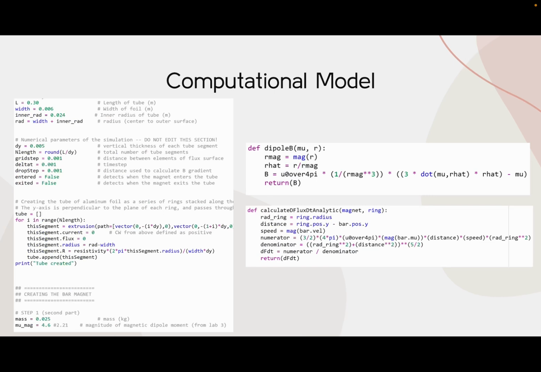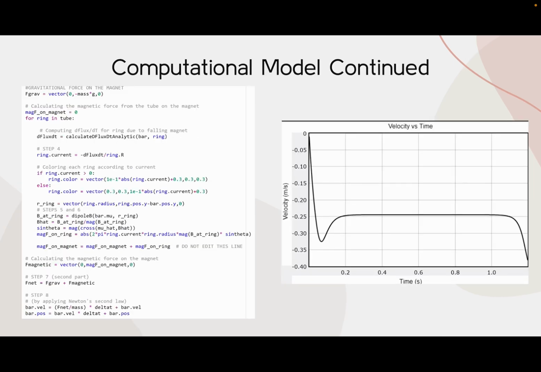The first picture on the top left just sets the initial conditions, and then for the pictures on the right, the first is the function for calculating the B field of a dipole, or the magnet, and the second function is for calculating the change in flux. For this code, it calculates the force of gravity on the magnet, and then the induced current on the ring, and then the magnetic field and magnetic force, and then the F net, and then it updates the velocity and position. And this is the graph that the model produced.